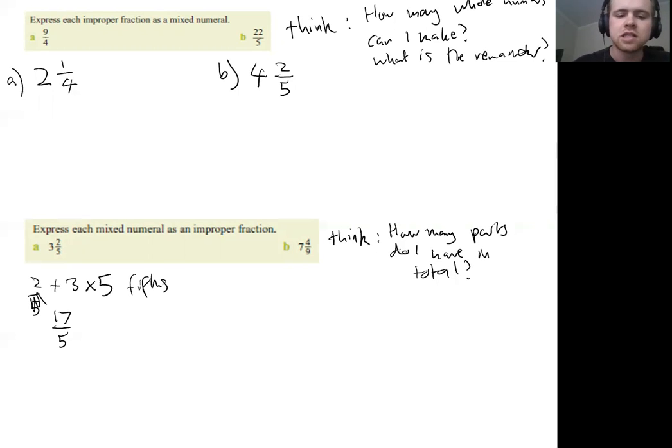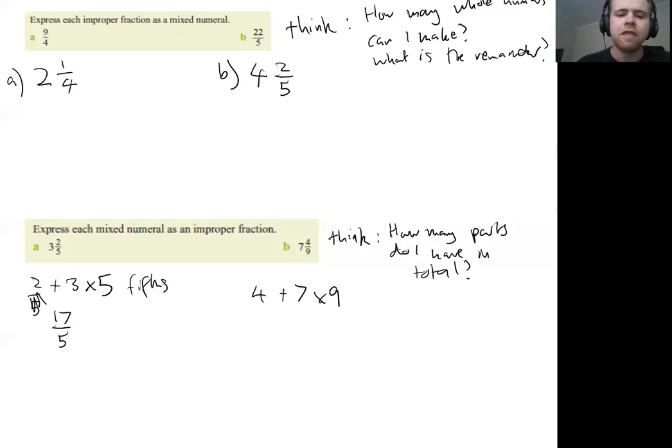Okay, let's look at this, 7 4/9. So I'm going to think, how many ninths do I have here? Well, I'm going to have 4 ninths plus, how many ninths can I fit in 7? Well, you're going to have 9 ninths for every whole number, so it's going to be 7 times 9. Okay, and 7 times 9 is 63. Have I got that right? 63. That should be right, yep.